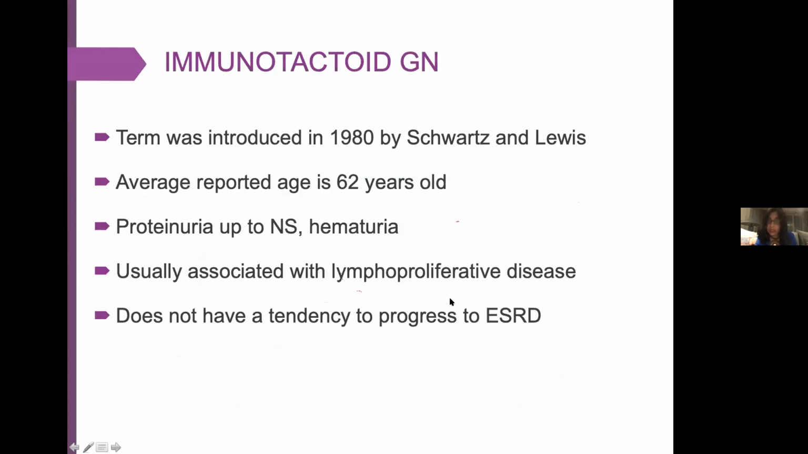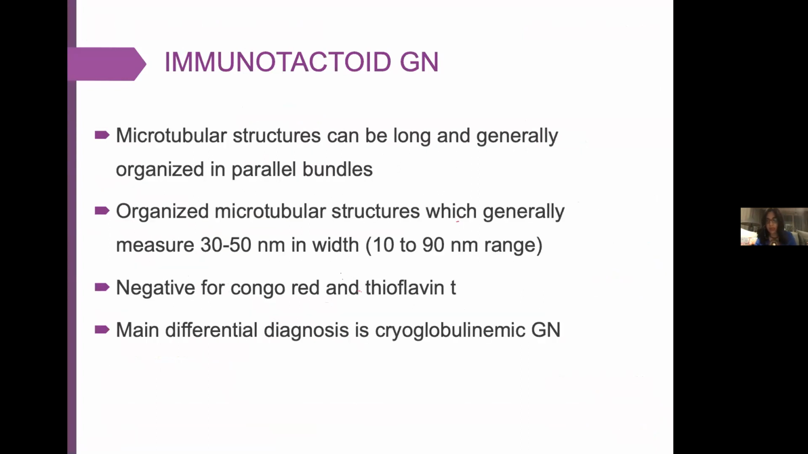Now, this is a more recent term than fibrillary GN. It was introduced in 1980 by Mel Schwartz and Lewis. Average reported age is 62 years old. Usually proteinuria can be up to nephrotic syndrome. Again, these patients can present with hematuria, but this is different than fibrillary in the fact that it is usually really associated with lymphoproliferative disease. This is number one. Number two, these patients do not have such a poor prognosis. They do not have a tendency to progress to end-stage renal disease, probably because their underlying problem is usually managed.